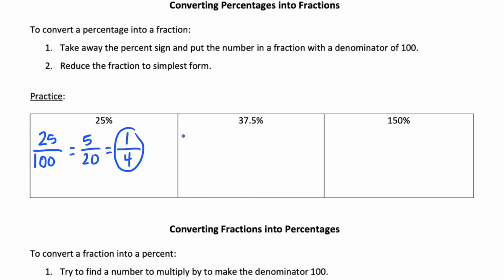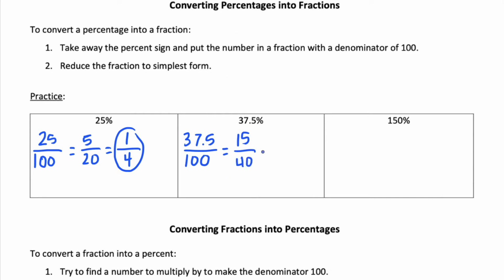So we do the same thing on the next one. Even though there is a decimal in 37.5, we're still just going to take away the percent sign and write it over 100. Now this one isn't as nicely divisible as some of the others that we have, but it is divisible by 2.5 on the top and on the bottom. So if I divide 37.5 by 2.5, I end up getting 15. And if I divide 100 by 2.5, I end up getting 40.